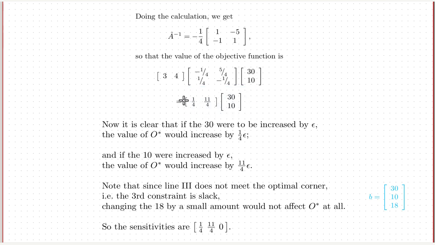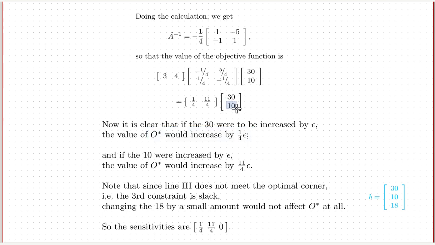So here I'm using ordinary matrix multiplication, but you could also think of this as the dot product between this vector and this one. Writing it this way makes it perfectly clear how changes in the values 30 and 10 would affect the value of the final solution for the objective value. If you increase 30 by, let's say, epsilon, if I replace this 30 by 30 plus epsilon, that means I'm going to be multiplying 30 plus epsilon times 1/4 when I compute this product. And that means that the value of O star will increase by 1/4 epsilon.